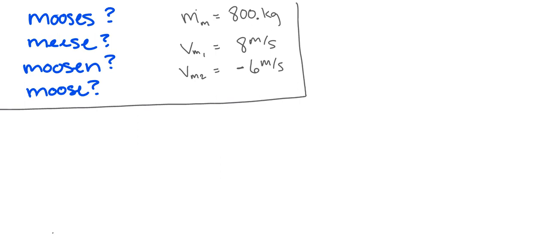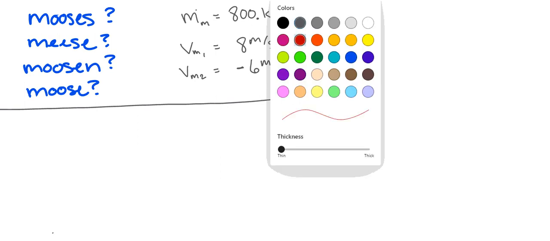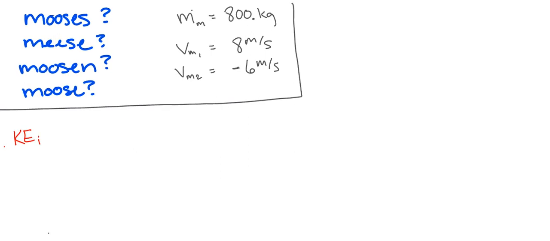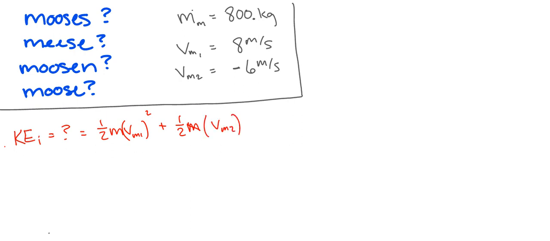Not only what will their final velocity be as they move together, but it wants to know how much kinetic energy is going to be lost as a result of this collision. So I'm going to just go over here in red real quick and write the initial kinetic energy. Okay, how much kinetic energy is there initially? Well, it's 1/2 times the mass of a moose times its velocity squared plus 1/2 times the mass of a moose, and I'm just writing m because they're both 800 kilograms, times its velocity squared.